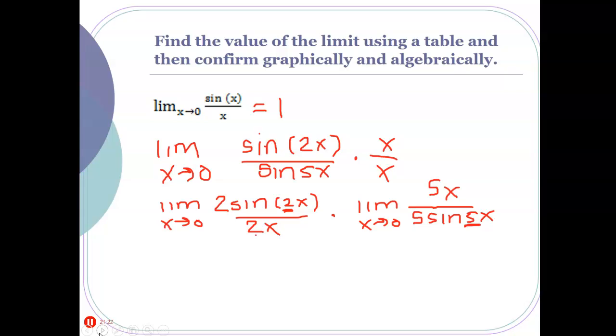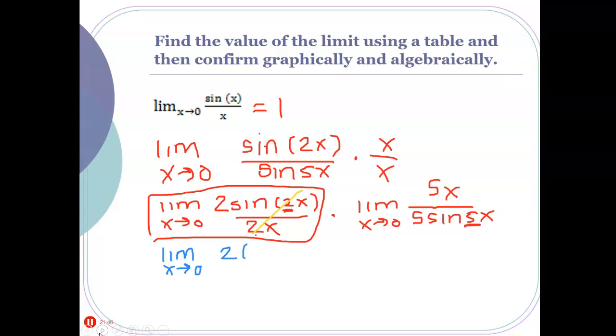So now, this one, we can use our limit rule. And what's the value of that going to be? Sine 2x over 2x becomes 1. So you're left with the limit as x approaches 0 of 2 times 1. So it's the limit as x approaches 0 of any constant. It becomes that constant. So this becomes 2.